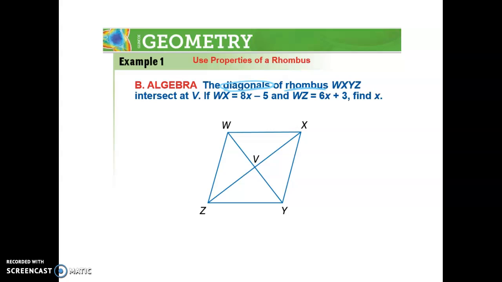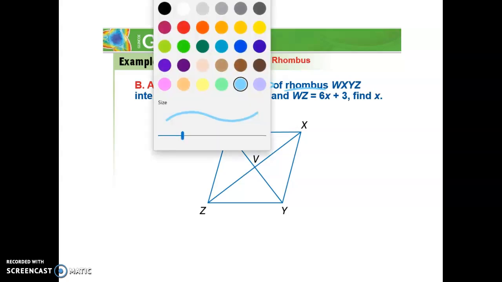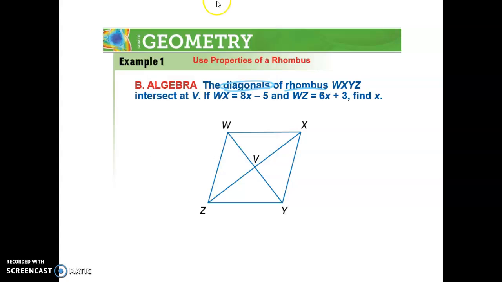So now we're going to take WX, which is up here. We're going to call this one 8x minus 5. Okay, and then we could talk about WZ, which is over here.